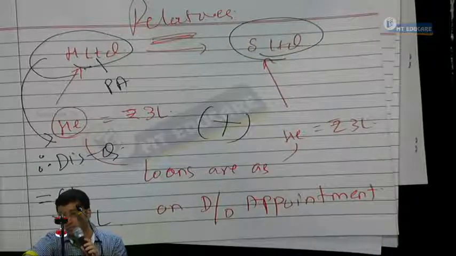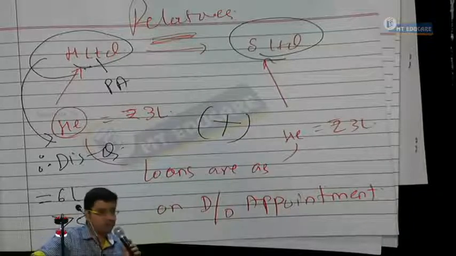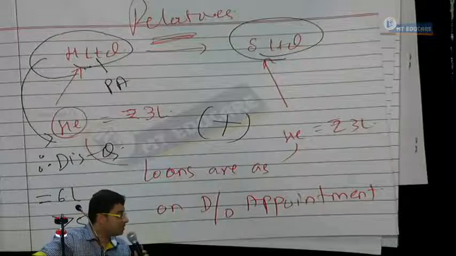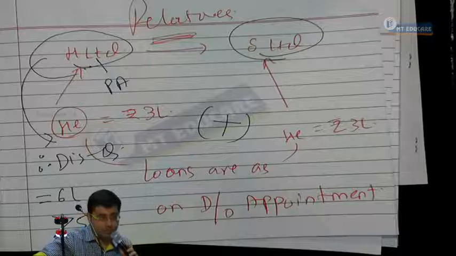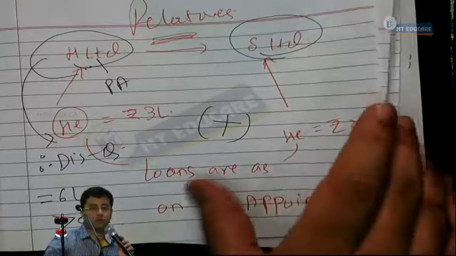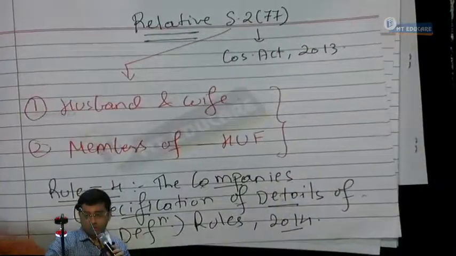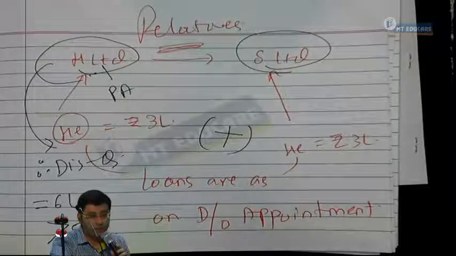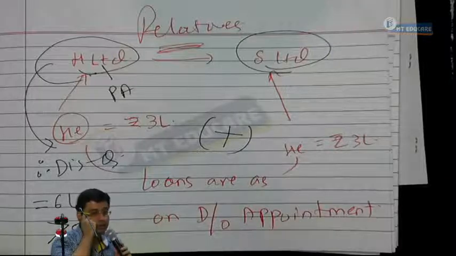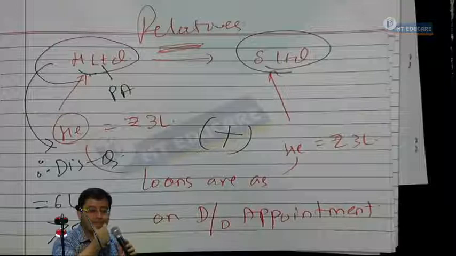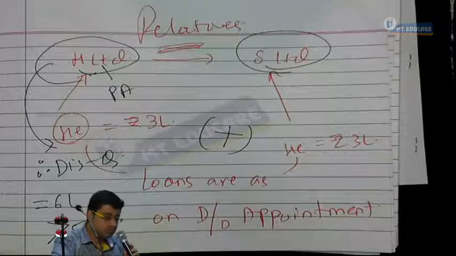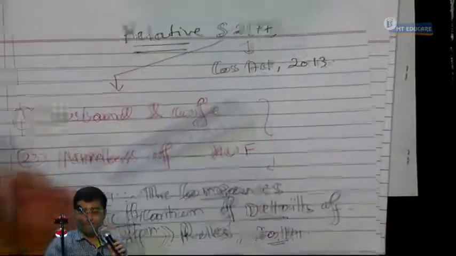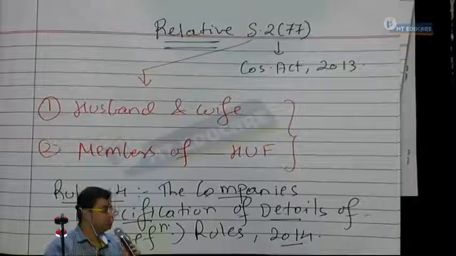If a person is indebted either in the holding company or in the subsidiary company or in the associate company, as on the date of appointment, then he is disqualified to act as an auditor. Full stop. Next point.